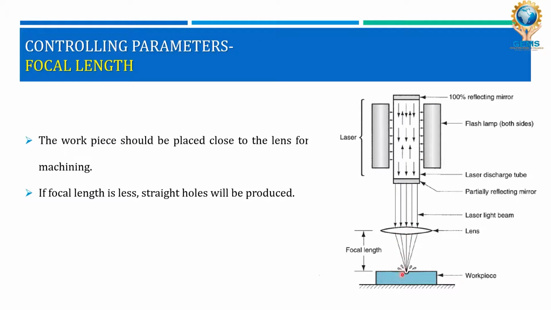It means the convergence will not happen, so the beam, like a drilling, directly puts a hole in the workpiece. And if the focal length is more, a taper hole will be produced like this. So we need to find the optimum distance between the lens and the workpiece. That is the optimum focal length we need to find out according to the machining process, so that we will have a good surface finish in this laser beam machining.